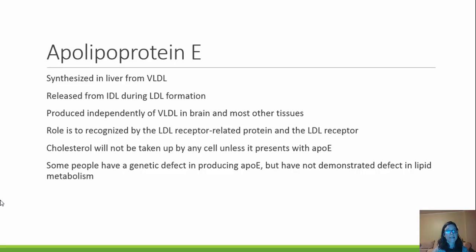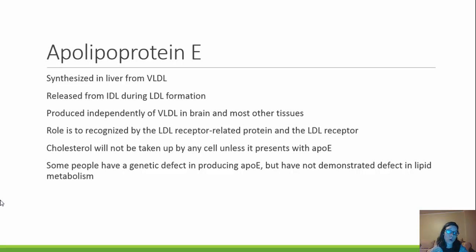it's used as a recognition signal by the LDL receptor related protein on the LDL receptor. So basically this apolipoprotein E is necessary for LDL to land on and be incorporated into other tissues. So cholesterol can't be taken up into the cells unless the cell sees this ApoE indicator or signal.